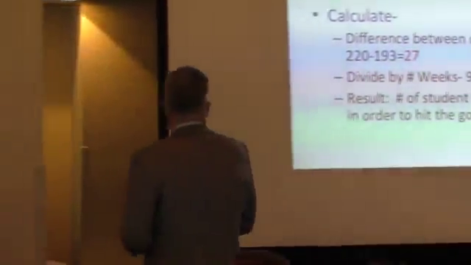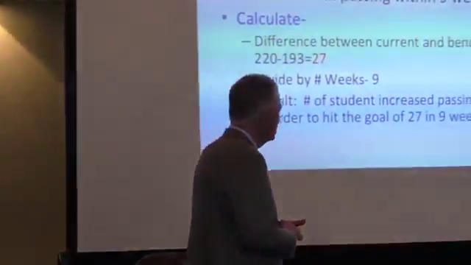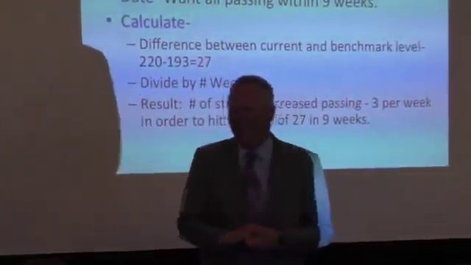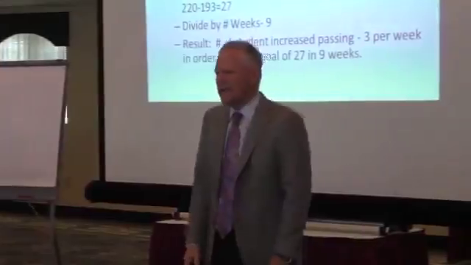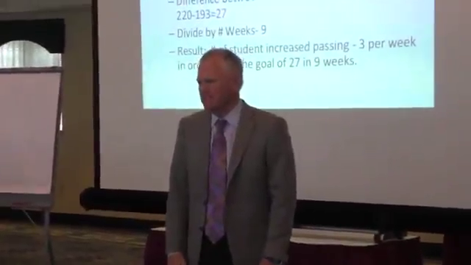So 27 kids are failing. We want 0 failing. We want all passing within 9 weeks, 1 grading period. You with me? We have 27 kids. How many kids do we have to get passed per week? This sounds like a 2nd grade math problem. We're going to the grocery store. We want to have 14 apples. We already have 7. How many new ones do we have to get? So we want 3 kids a week to move to passing.